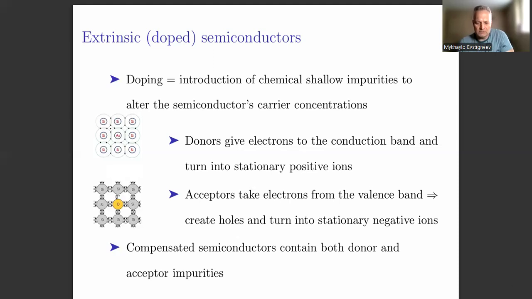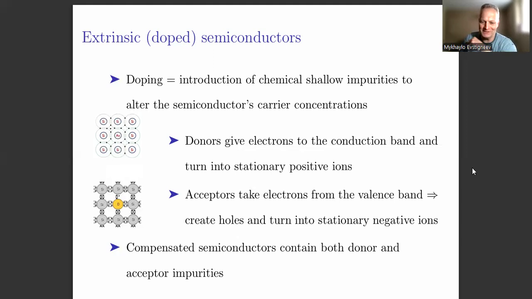compensated semiconductors, which contain both donor and acceptor impurities. Such semiconductors are also used. Sometimes the same atom can act both as a donor and as an acceptor. That's a little bit funny, but okay.